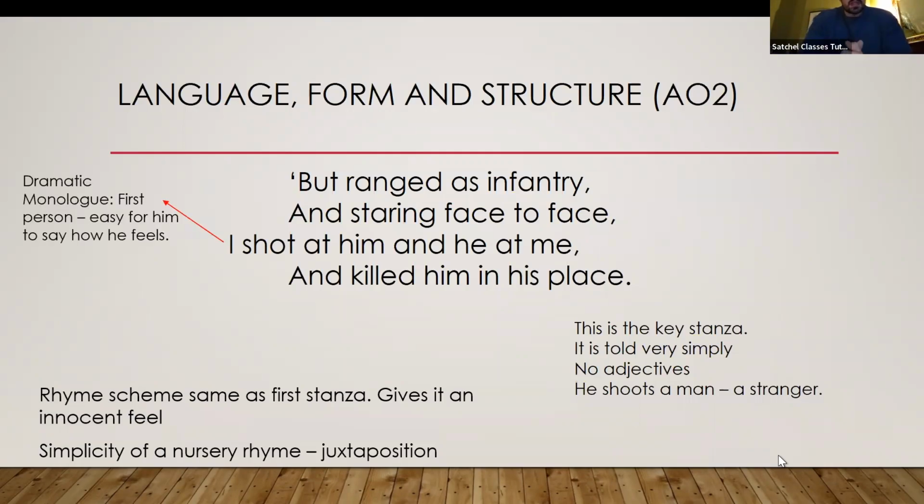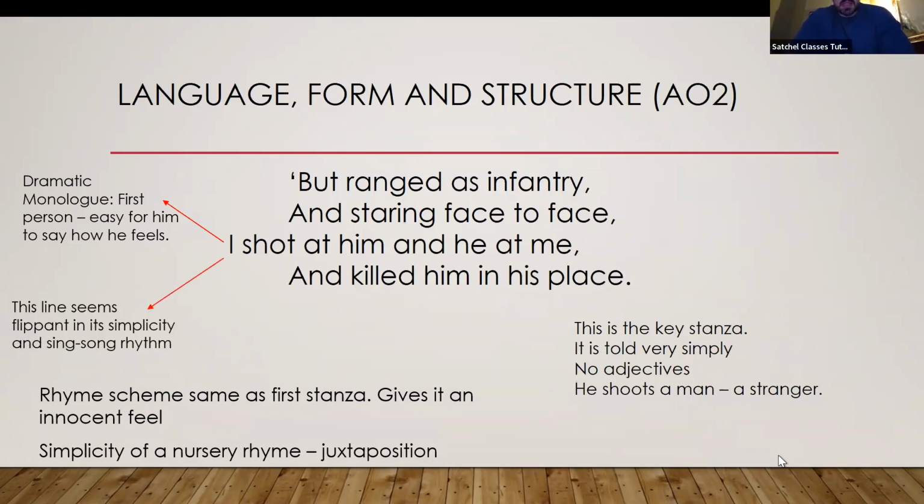We can describe this as a dramatic monologue. If you're studying drama as well, you'll be familiar with this term. But essentially, it's a monologue, a speech from one person, the first person, as shown by the pronoun I there. So we know that this persona in the poem is talking from his own experiences, not Hardy. So we have to refer to this as the persona, because this is how he's feeling. But Hardy is commenting on the impact that war has on this person, and then by extension, the impact it has on all soldiers involved in conflict.